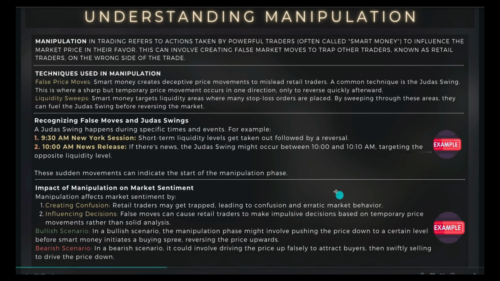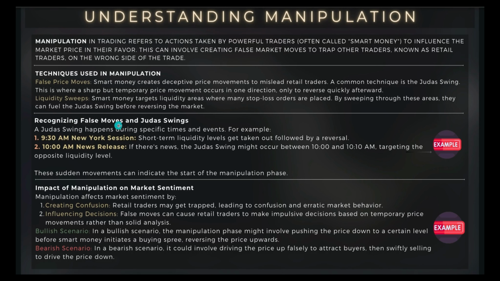Techniques used in manipulation: false price moves. Smart money creates deceptive price movements to mislead retail traders. A common technique is the Judas swing. This is where a sharp but temporary price movement occurs in one direction, only to reverse quickly afterward. The next one would be liquidity sweeps. Smart money targets liquidity areas where many stop loss orders are placed. By sweeping through these areas, they can fuel the Judas swing before reversing the market. Like I said, if you haven't seen my previous videos, I actually talk about the Judas swing, so you've got to look at it if you're interested in knowing what the Judas swing is and how it works.